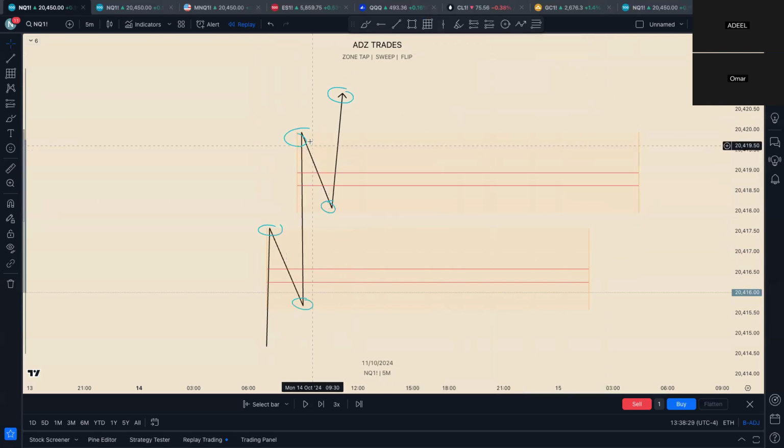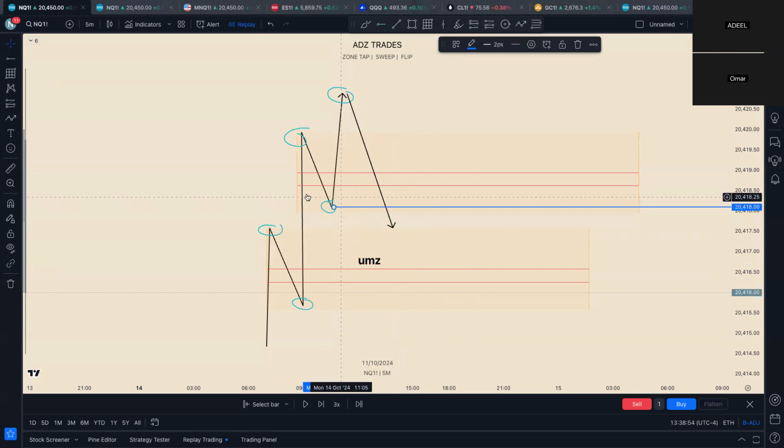So now we have two zones. We have this zone and we have this zone. So what happens when we have an unmitigated zone? And the reason I call this an unmitigated zone is because can we see price never retraced into it? Okay, I want at least 50% of the zone retraced into. We never did that.